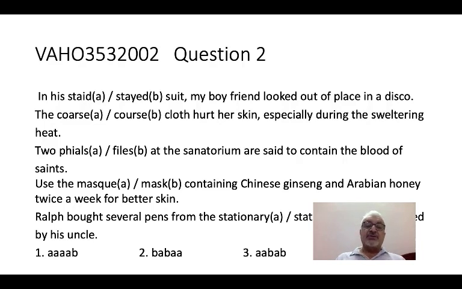Next statement is talking about a cloth that hurt her skin. Now, what kind of a cloth will hurt somebody's skin? Obviously, it has to be a little rough. So, which word is more appropriate? Yes, indeed, coarse. The first one means rough. Therefore, that is certainly the answer. What about the second one? How do we understand the second course?